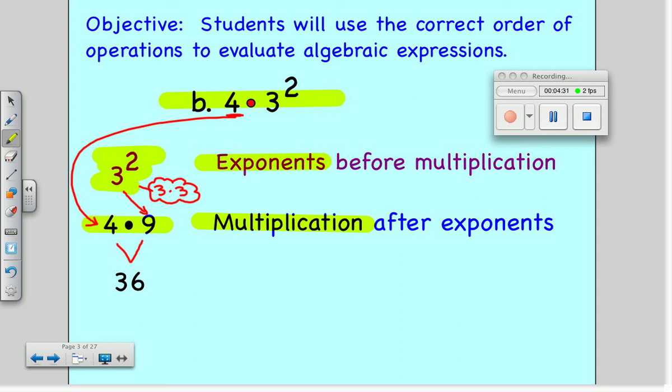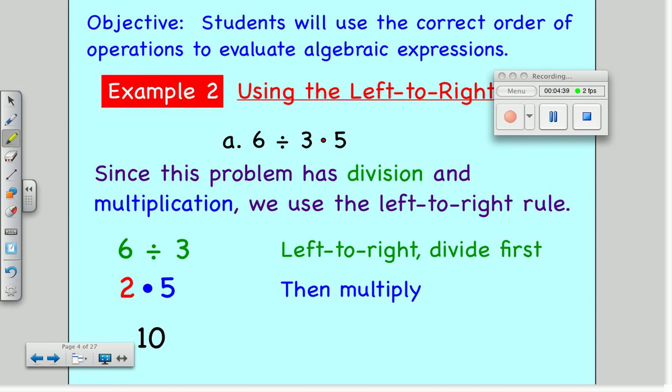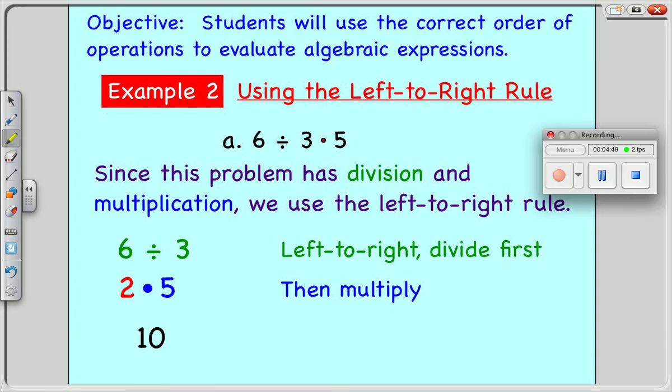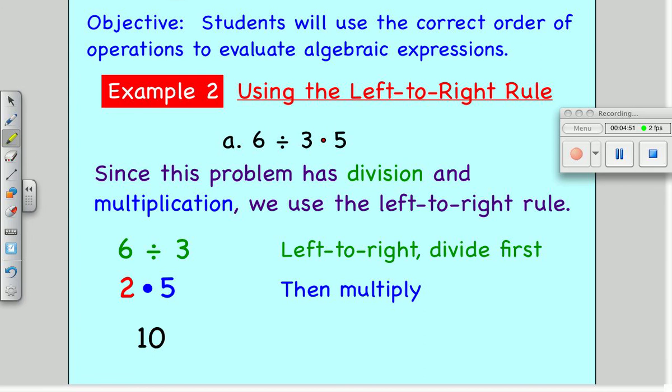Again, I don't want you to write example 2 or using the left to right rule. What I want you to write is letter A, 6 divided by 3 times 5. Now this time I have division and multiplication. Since I have both and they are of equal importance, not one of them is more important than the other, I have to work this problem left to right.